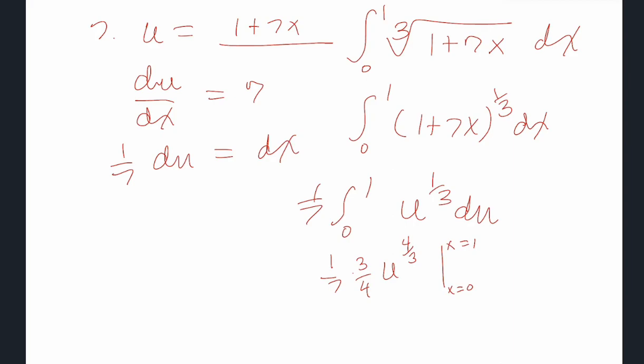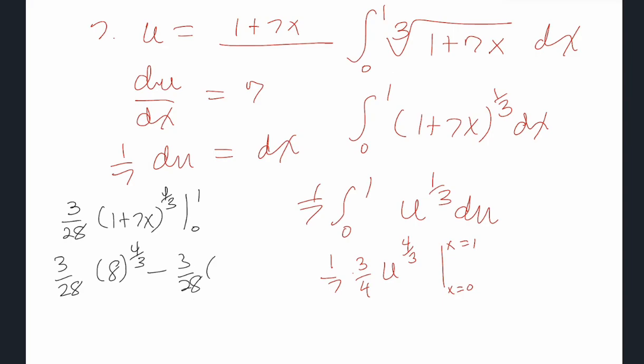So we get 3/28, (1 plus 7x) to the 4/3, and we're going to plug in 0 and 1. Okay, if I plug in 1, I get 8. So I get 3/28 times 8 to the 4/3, minus 3/28 times 1 to the 4/3.